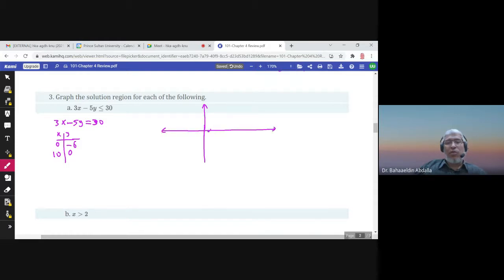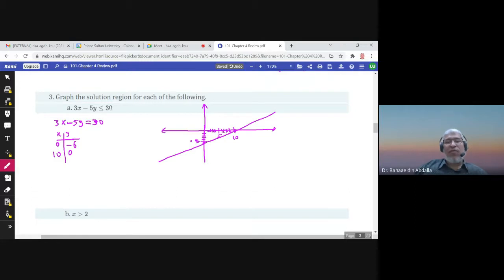So 1, 2, 3, 4, 5, 6, 7, 8, 9, 10. This is 10 and 0. And 0 and negative 6. This is 5, negative 5. So this is negative 6. So I just connect the 2 points. This is the graph of the line. And it's a solid line, not dashed, because there is an equality here.